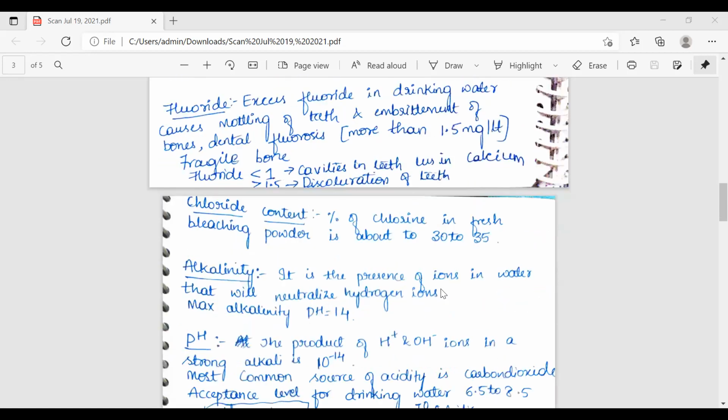And the next one is chloride content. Presence of chloride in excess in water indicates its pollution either due to sewage or due to industrial waste. It gives a bad taste to the water. It causes hypertension and affects the heart and kidneys. The percentage of chlorine in fresh bleaching powder and fresh drinking water should be about 30 to 35.